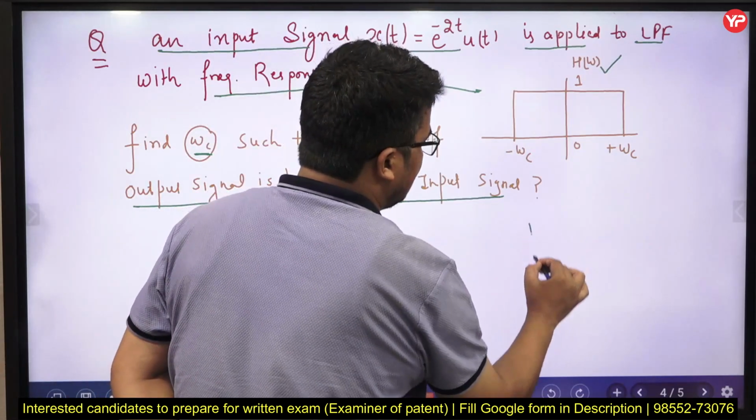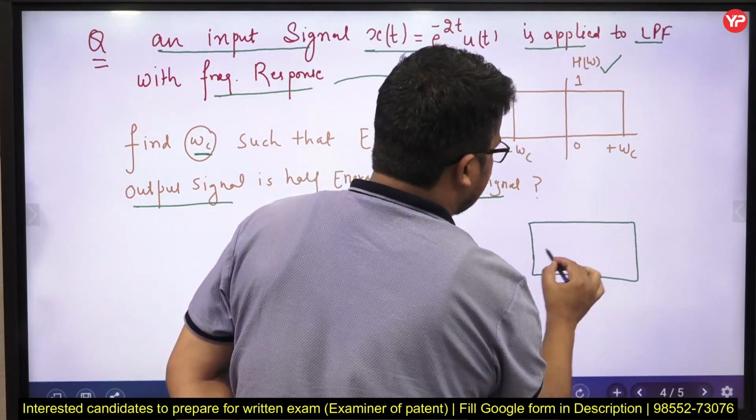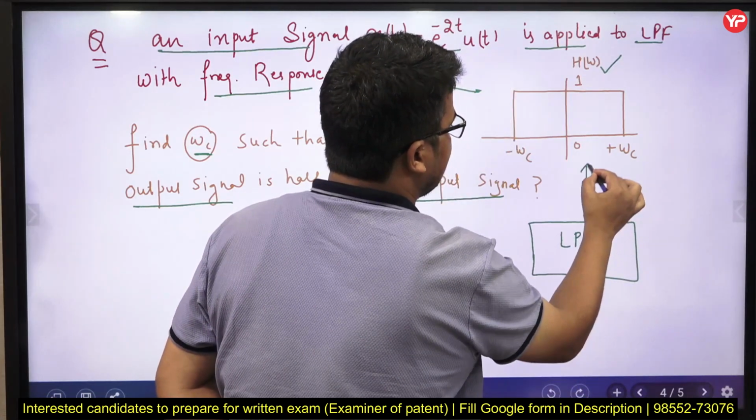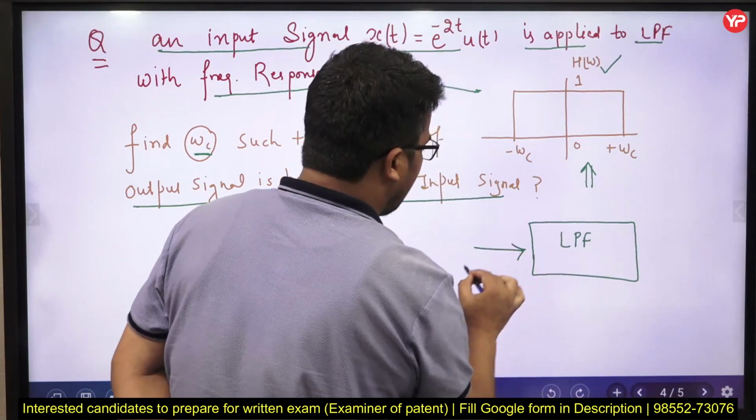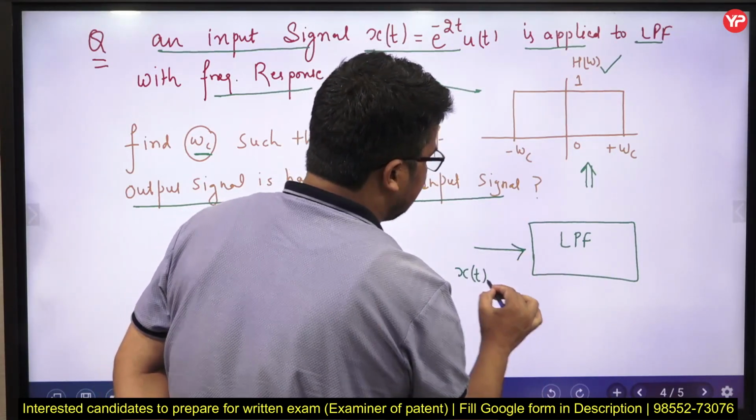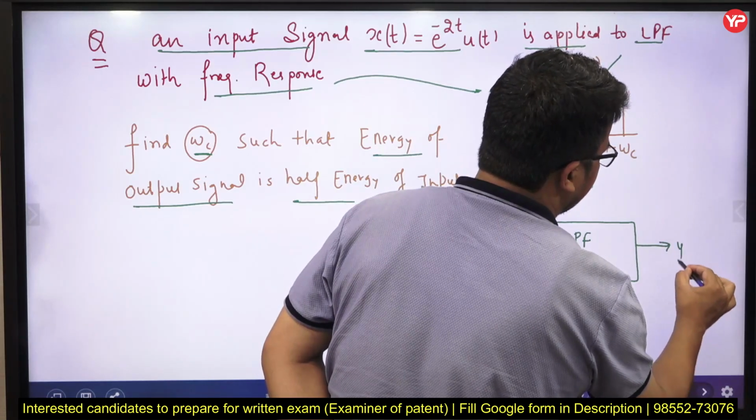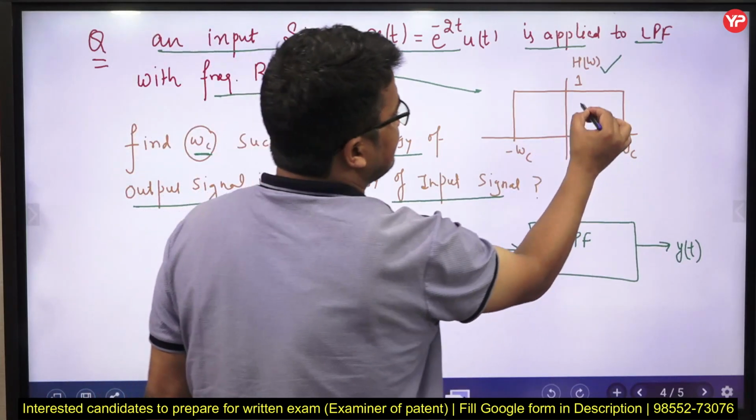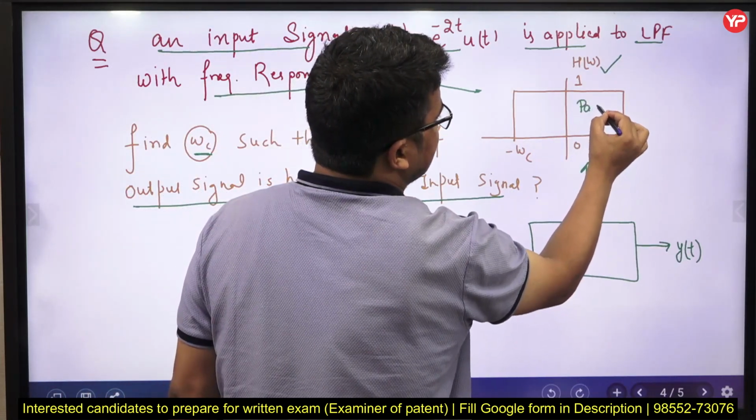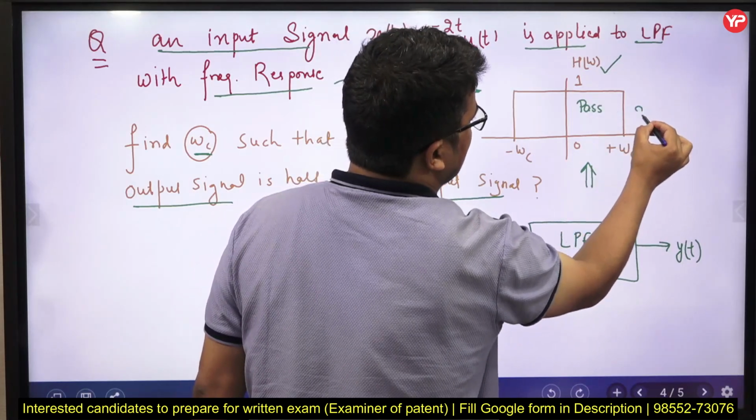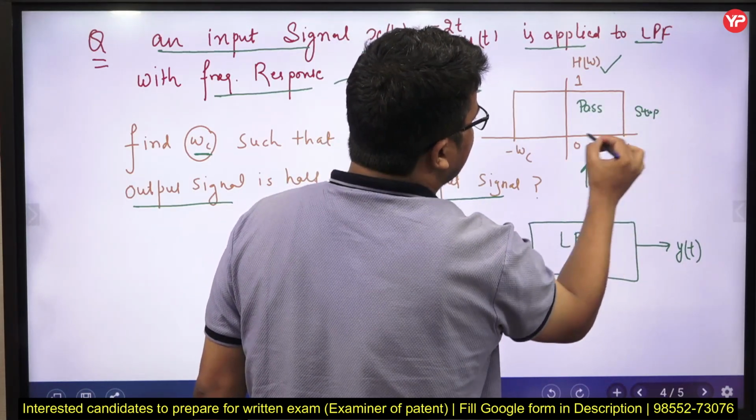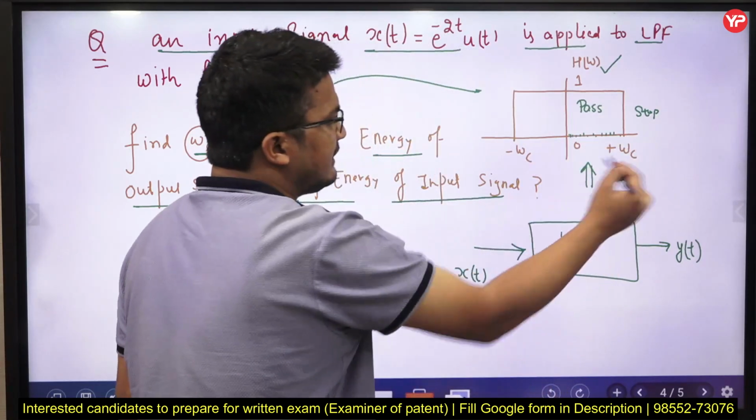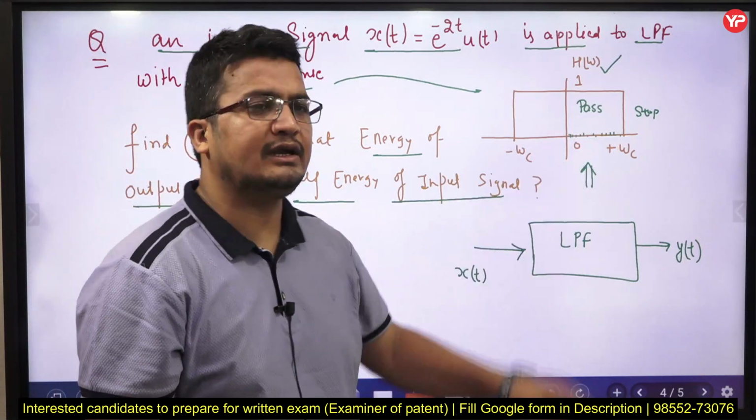See, obviously you have a low pass filter somewhat like this. Is it clear? Whose frequency response is mentioned above here, and you have the input signal x of t. Obviously you will be getting some output signal after filtering. See, what is the purpose of the filter? A low pass filter has a pass band of frequency, and this is the stop band or attenuation band. It means whatever input frequency comes in the range from 0 to omega c will be equally transmitted to the output, and the rest will be attenuated.